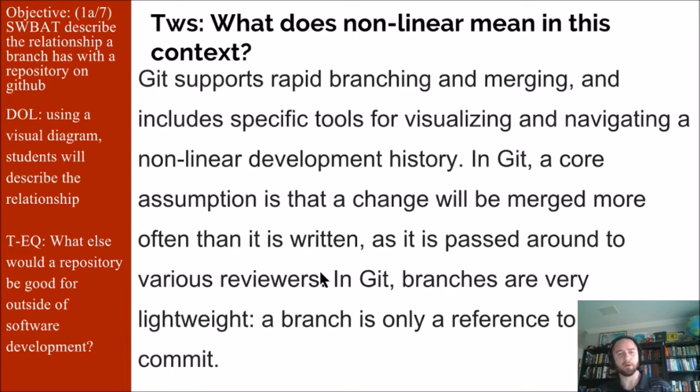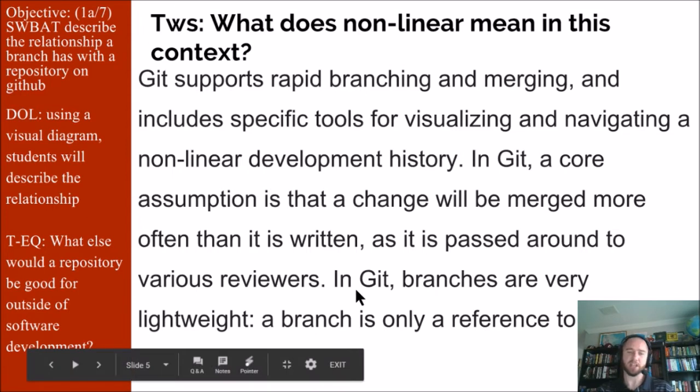So remember, the whole purpose of using GitHub is so many people can work on a project at the same time. And when it says that a change will be merged more often than it is written, he's saying that you don't have to have 10 different people changing the same thing over and over. Once you've merged that change, everyone can see it and appreciate it and move on with other parts of the project. In Git, branches are very lightweight.